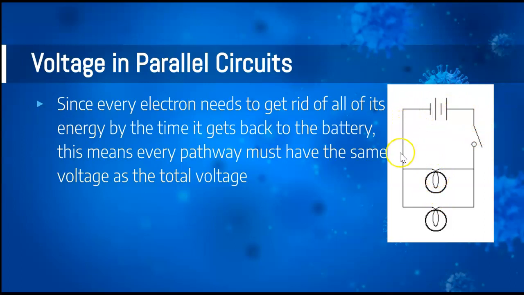If an electron goes this way and travels through this lamp and then comes back, it has to get rid of all of its energy at that lamp. All right, so no matter which pathway it takes, it has to get rid of all of the energy on that pathway. That tells us that each of these pathways has to have the same voltage as the battery.